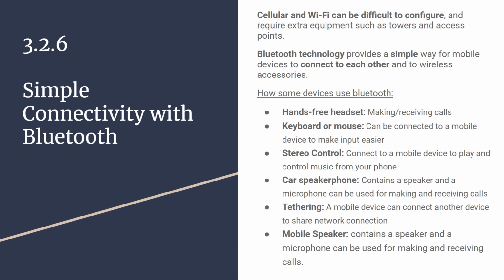Simple connectivity with Bluetooth. Cellular and Wi-Fi can be difficult to configure and require extra equipment such as towers and access points. Bluetooth technology provides a simple way for mobile devices to connect to each other and to wireless accessories. Some devices that use Bluetooth are hands-free headsets, keyboards and mice, stereo control, car speakerphones, tethering, and mobile speakers.